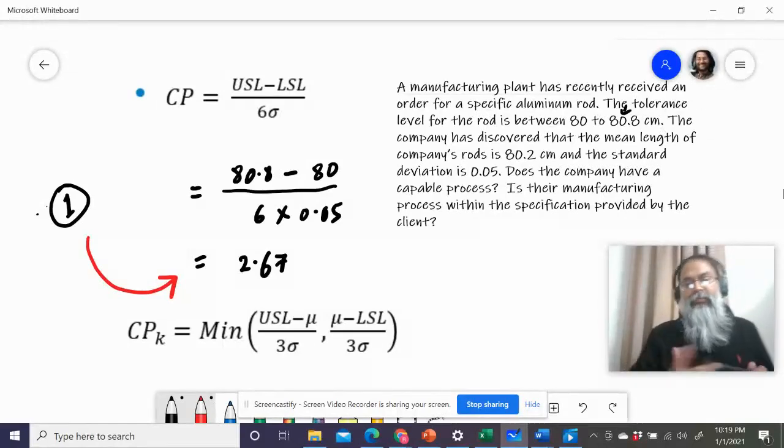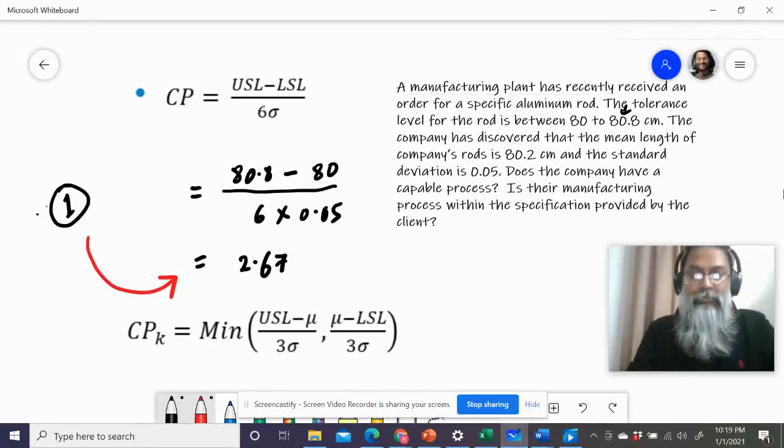But is it within customer specification limit? That's what we have to look into. See, CP, as I mentioned, will only give you the ratio between the customer specification width and the process width. It will never let you know whether the process is within customer specification limit.